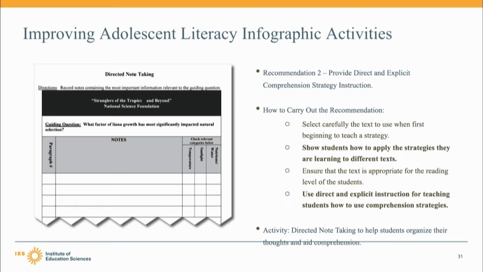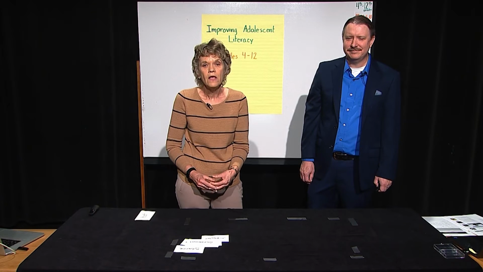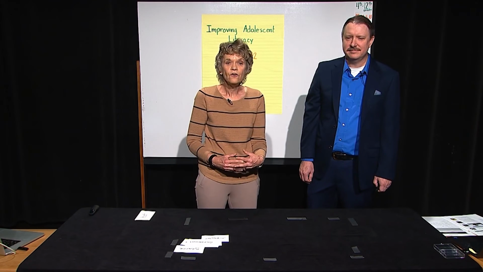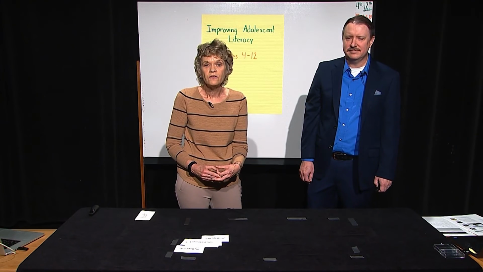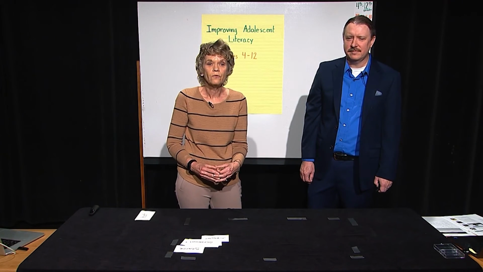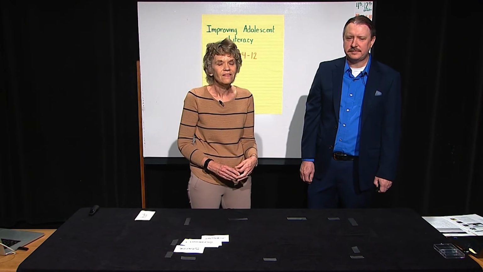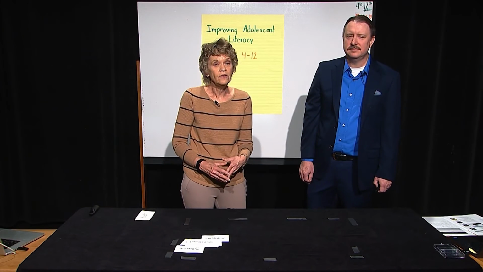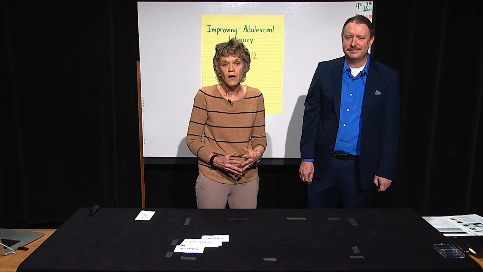Okay, let me share a couple of notes from the article, Stranglers of the Tropics and Beyond. The article talks about how temperature, sunlight, and nutrients in water have all been factors in the growth of lianas. As I read the article, I found in paragraph 11 that the text says that increased competition from lianas for above and below ground resources limits tropical tree growth and survival. I think that pertains to both sunlight and nutrients in water, so I checked both boxes.